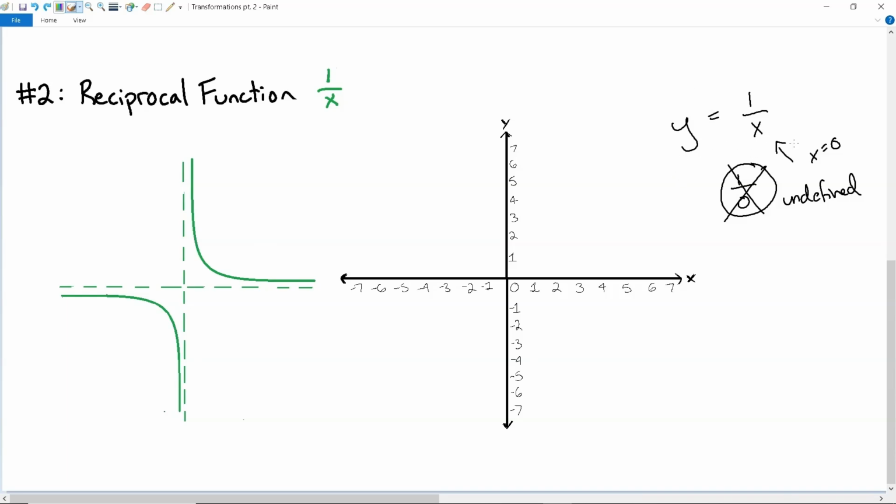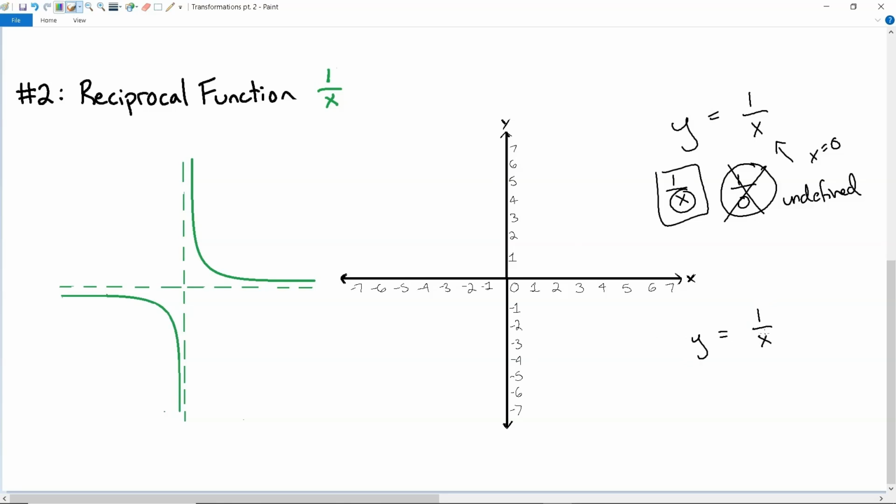And in turn, if x can never equal 0, y can never equal 0, because if we can only change the value on the denominator, we can never set this fraction to 0. But all right, how are we going to show transformations with a, b, c, and d with such a unique looking function?